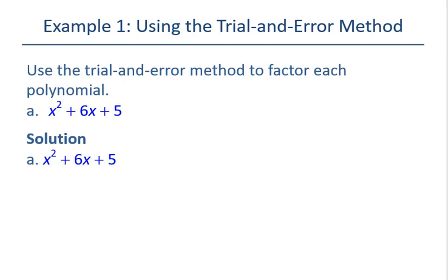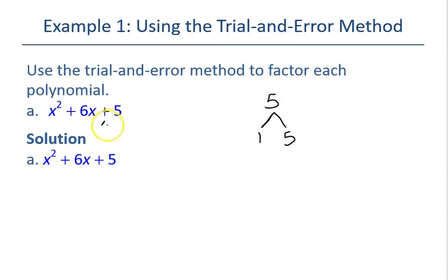Okay, let's look at this first one here. Using the trial and error method to factor each polynomial, and I've got the other polynomial on the other page here. Okay, this one's going to go pretty straightforward. There's really not too much guess and check here. One, because 5 is a prime number. So let's think of our factors of 5 real quick. Okay, well, factors of 5 are going to be 1 and 5.